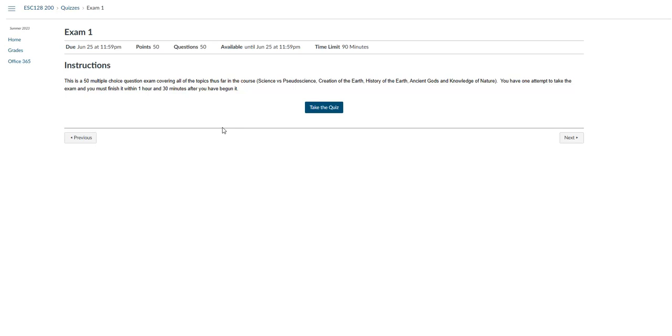Each of the exams 1, 2, and 3 has a 90-minute time limit. The 50 multiple choice questions are chosen at random and cover all of the topics up to that exam. So Exam 1 is everything up to Exam 1. Then Exam 2 is everything after Exam 1 up to Exam 2, and then Exam 3 is everything from Exam 2 up to Exam 3.